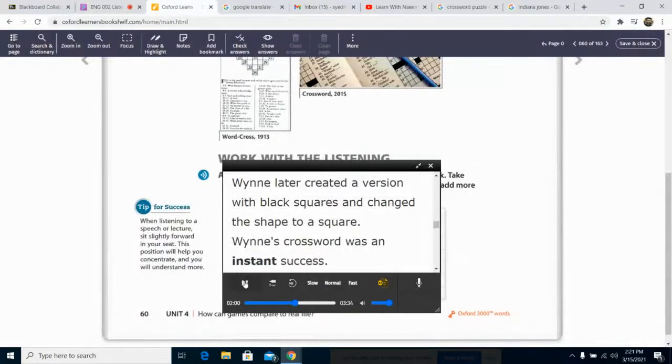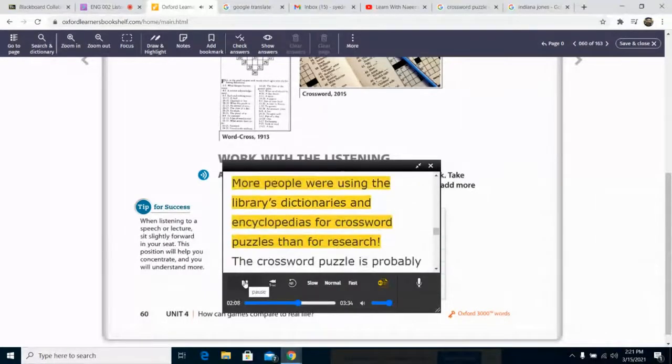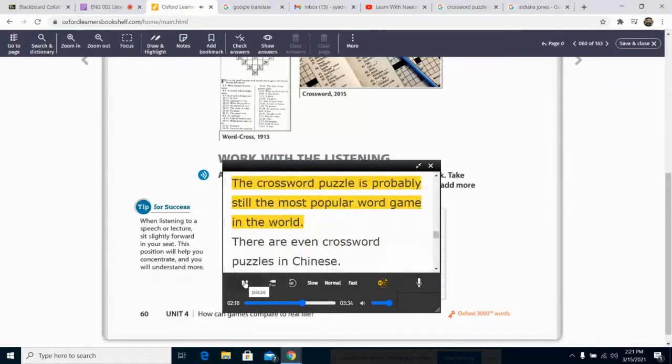Okay, listen more. In fact, crossword puzzles became so popular that the New York Public Library got worried. More people were using the library's dictionaries and encyclopedias for crossword puzzles than for research. The crossword puzzle is probably still the most popular word game in the world. There are even crossword puzzles in Chinese.